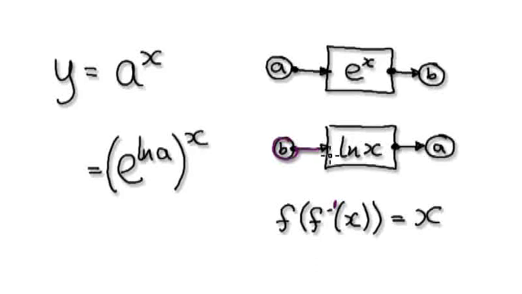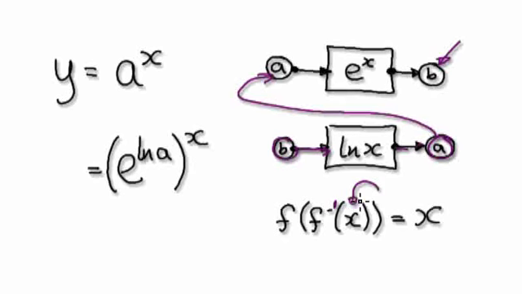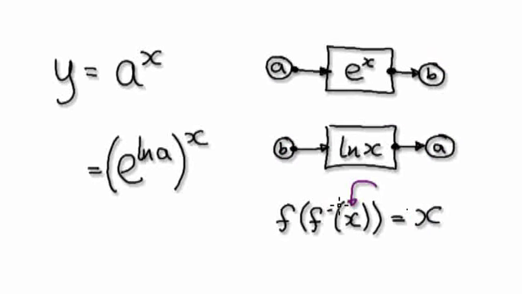If you put b into here, you're going to get a. Now, if you put this a into the original function, you get back what you originally put in. So if you put b in, you get b out, and if you put x in, you get x out.